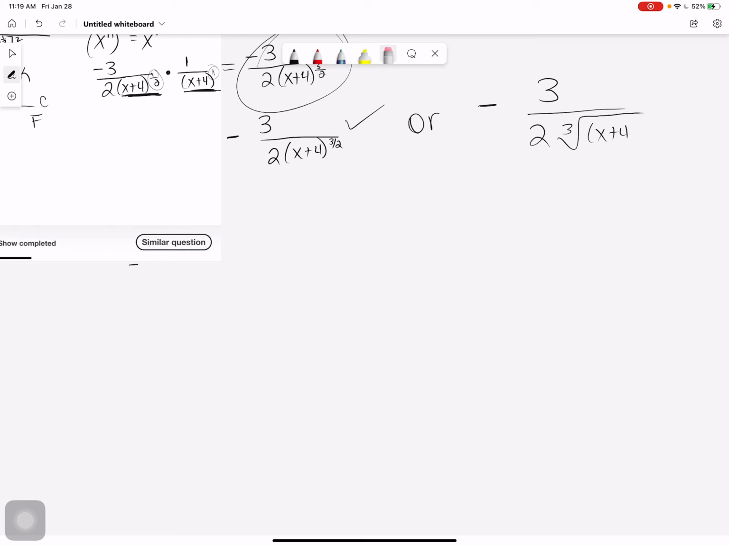Ooh, I put the wrong thing there. That is the square root of x plus 4 cubed. So I think that either one of these answers would have worked in my math lab.